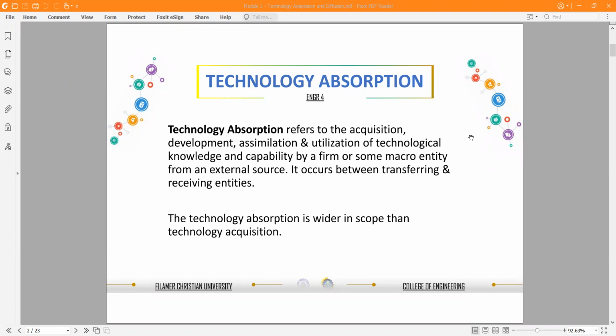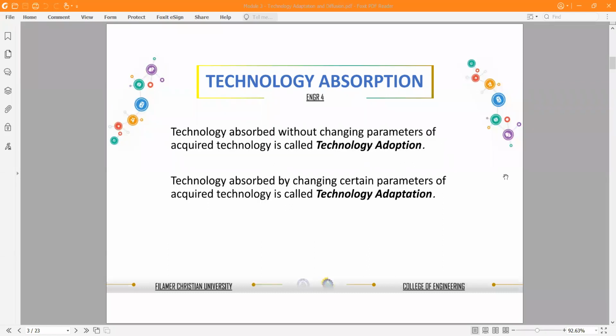So the technology absorption is wider in scope than technology acquisition. So bakit? So technology absorbed without changing parameters of acquired technology is what we call technology adaptation. Meanwhile, sa technology adaptation, so magkaiba yung adoption tsaka sa adaptation. So in adaptation, so the technology here is absorbed by changing certain parameters. Okay, yun yung pinagkaiba nila.